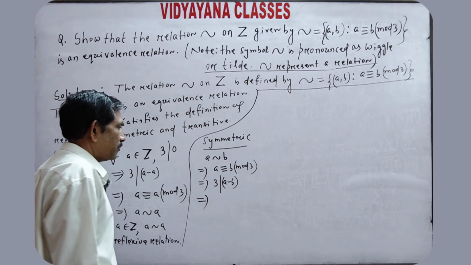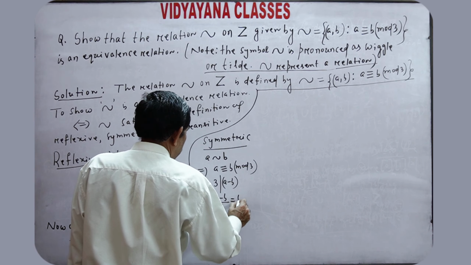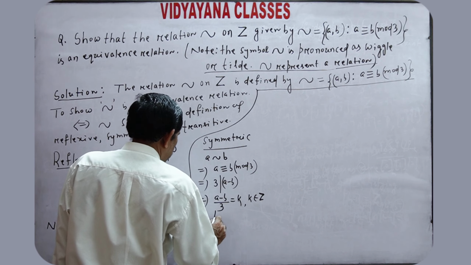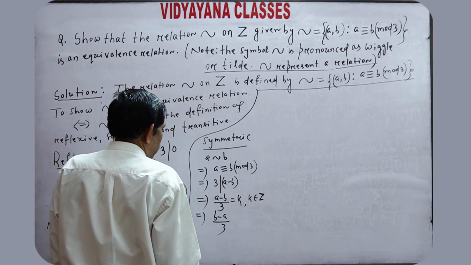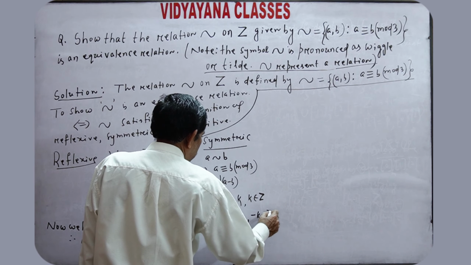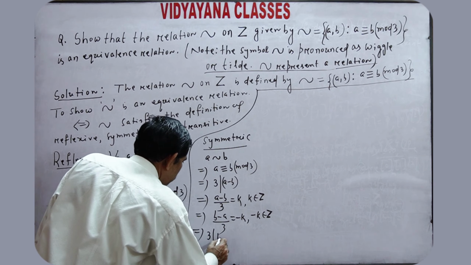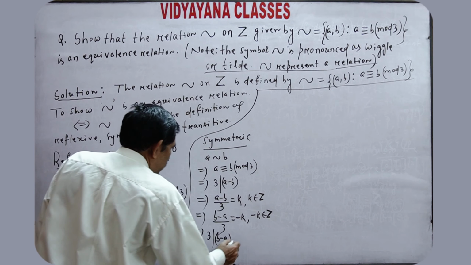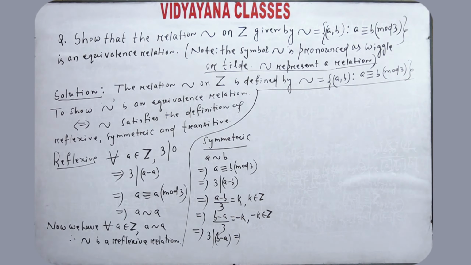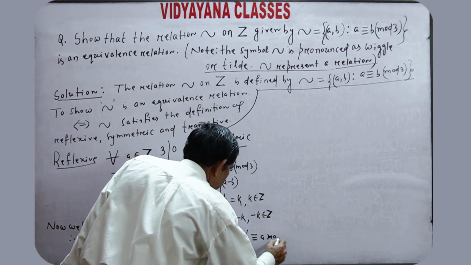That implies (A minus B)/3 is equal to K, K belongs to the set Z, which implies (B minus A)/3 is equal to minus K, and minus K belongs to Z, which implies 3 divides B minus A. That implies B is congruent to A mod 3.